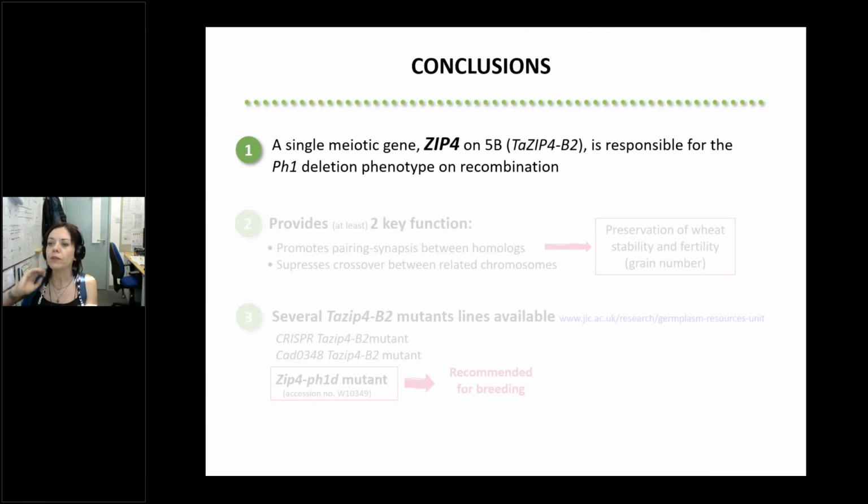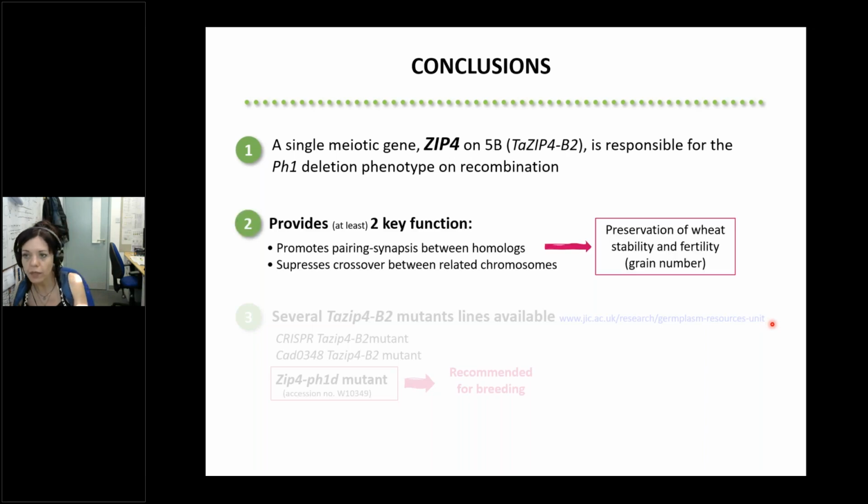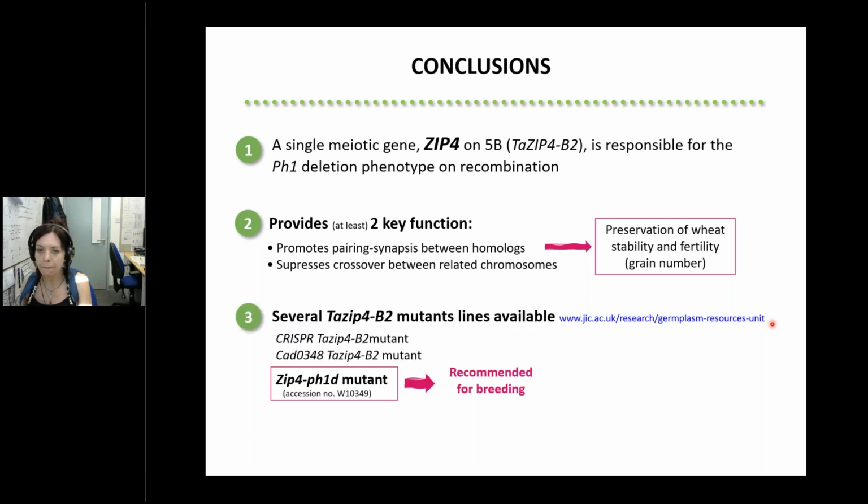So to summarize everything I have been talking about, we have identified a single gene, the meiotic gene ZIP4 on 5B, as responsible for the Ph1 effect on recombination. This ZIP4 copy performs at least 2 key meiotic functions: promotion of synapsis between homologous chromosomes early during meiosis, and suppression of crossover between related chromosomes. And finally, we have provided several mutant lines where only the ZIP4 copy is mutated instead of having the big chunk of DNA, including 1200 genes, deleted.